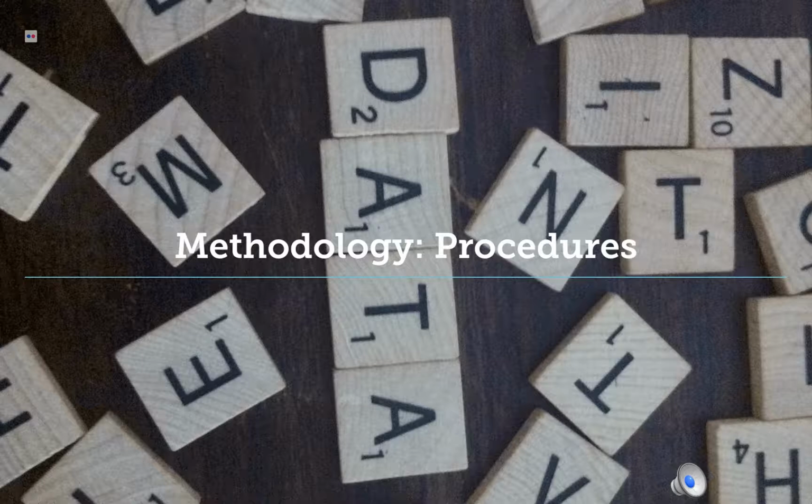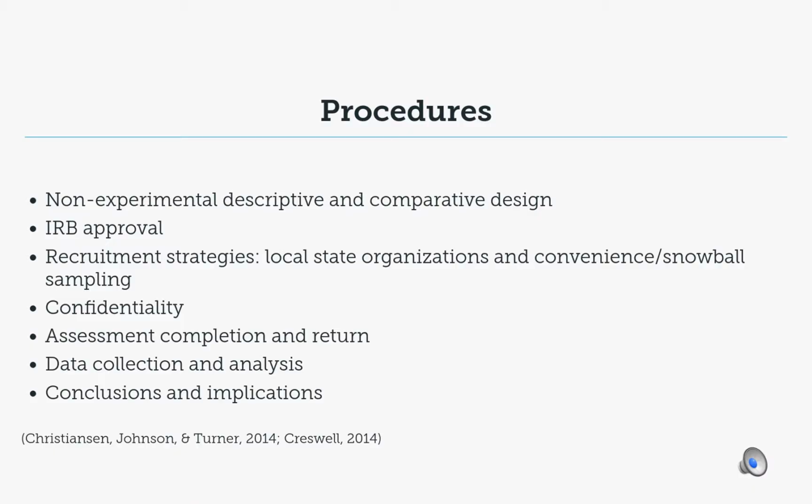Next, I will talk a little more about the procedures for this proposed study. Procedures for this proposed study will follow the principles described in Christensen, Johnson, and Turner 2014 for conducting experimental and non-experimental studies. This proposed research is a non-experimental descriptive and comparative study of 2 groups of families. Prior to initiation of the study, IRB approval will be required of the principal investigator's employer, the University of Central Arkansas, as well as doctoral program, Nova Southeastern University. And depending on where participants are recruited, IRB approval could be required of certain facilities and/or organizations.